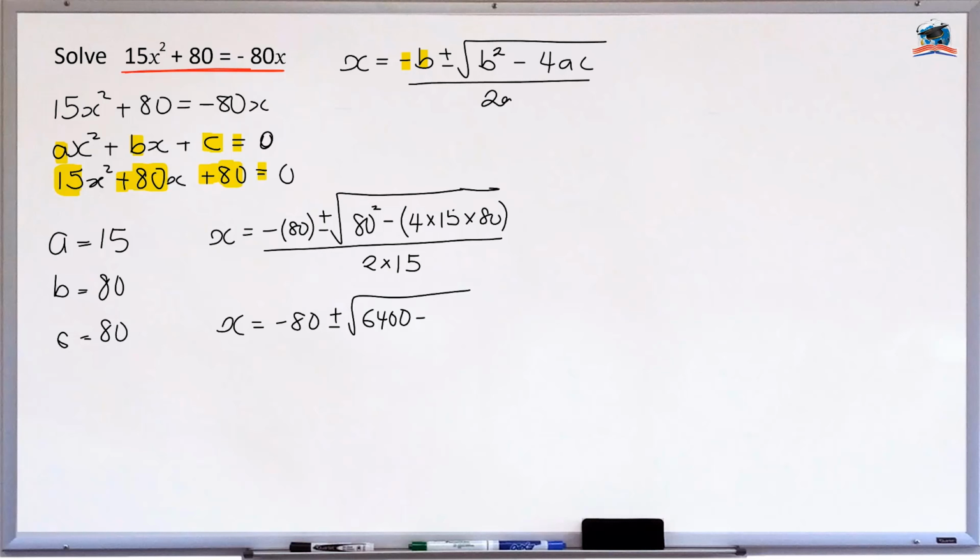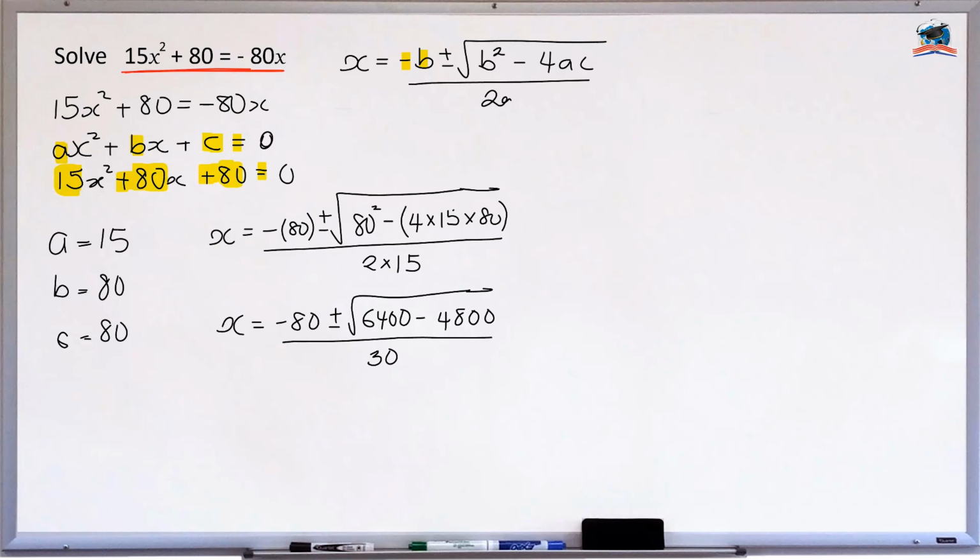So we have 4800. We're going to leave out the bracket for now. We don't need the bracket anymore. So we have 6400 minus 4800. That's 6400 minus 4800. We have everything will be divided by 2 times 15, which is 30.